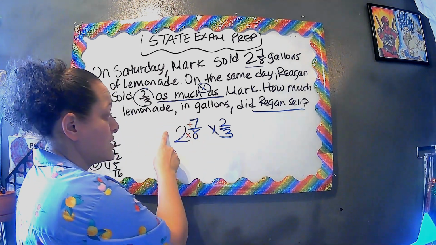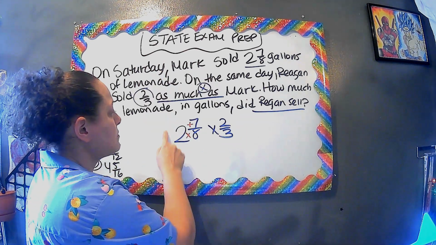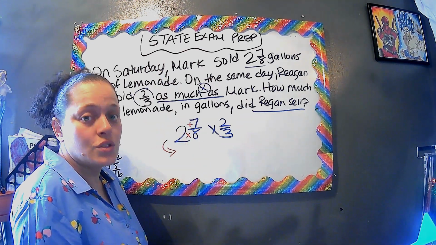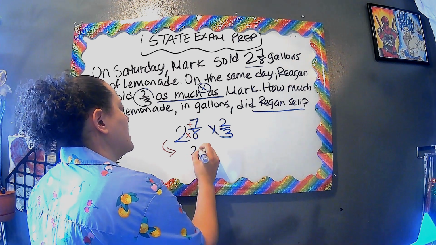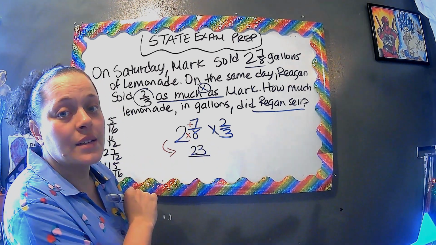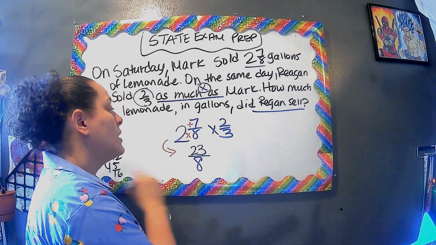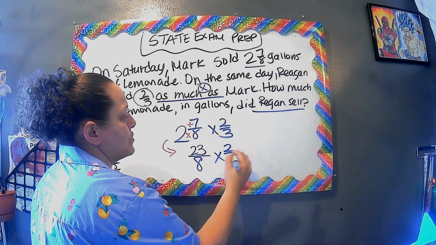So we have 16, right? 16 plus 7 equals 23. So we have 23. The denominator stays the same. Now you multiply that by 2/3.